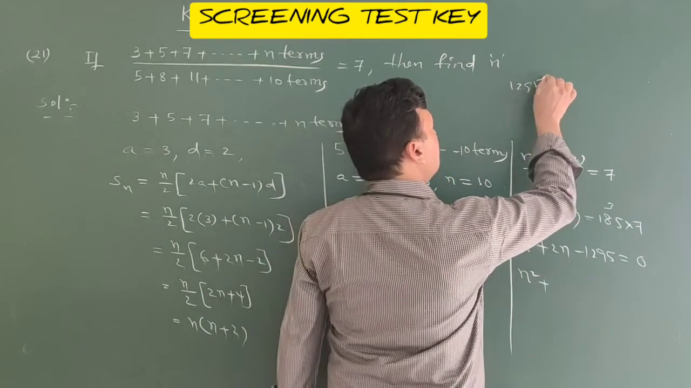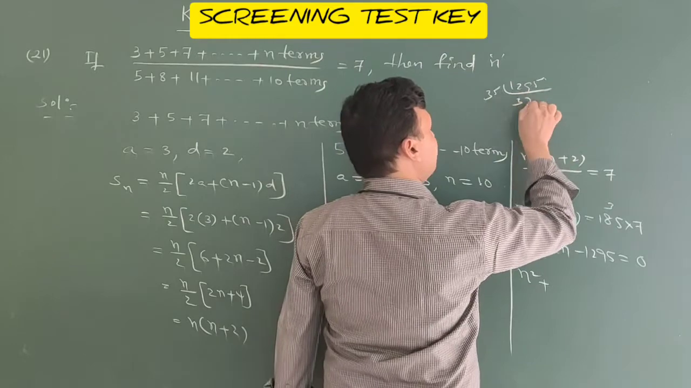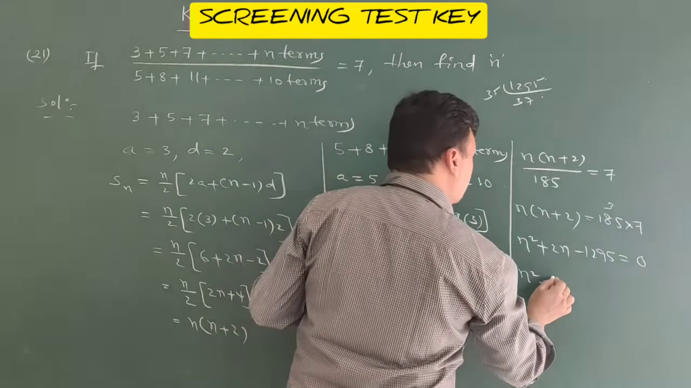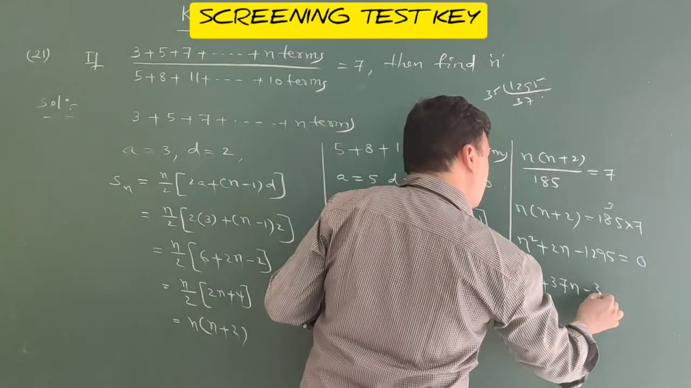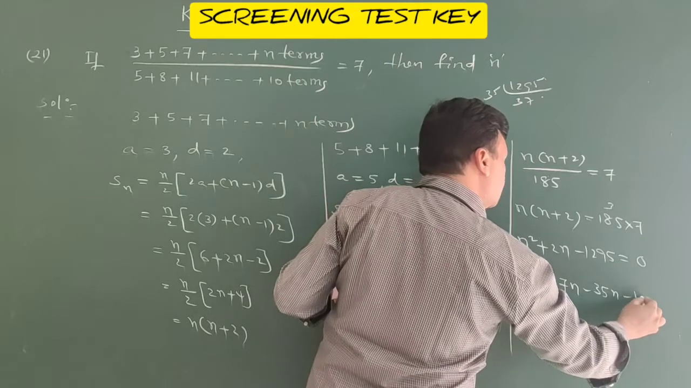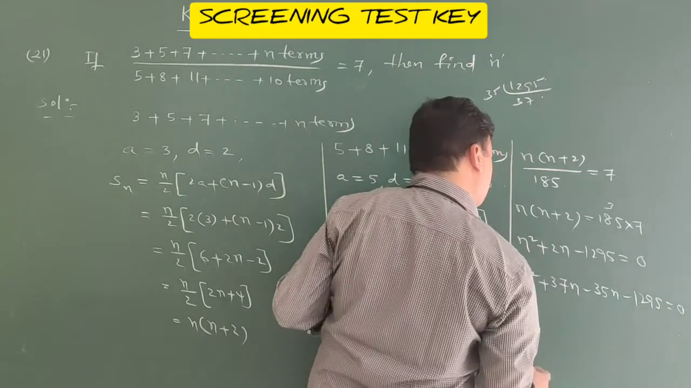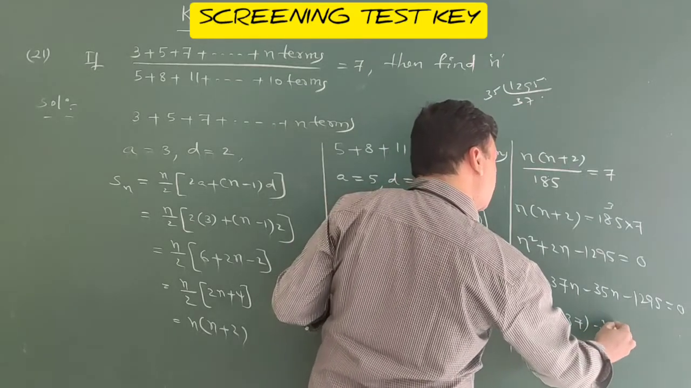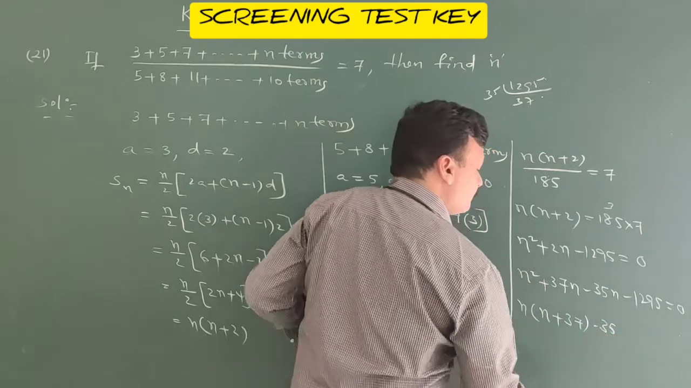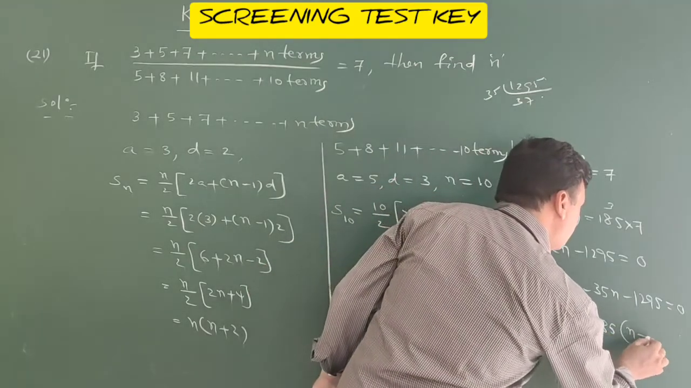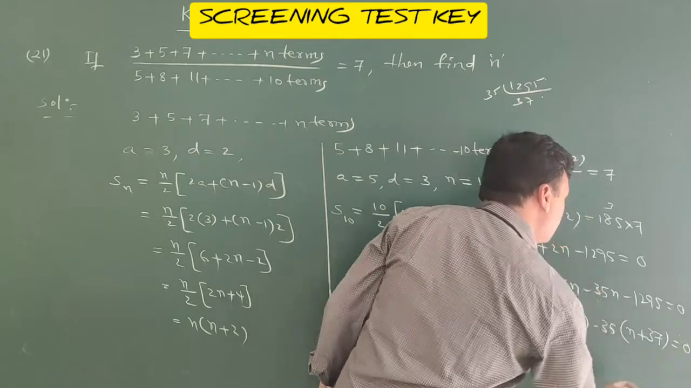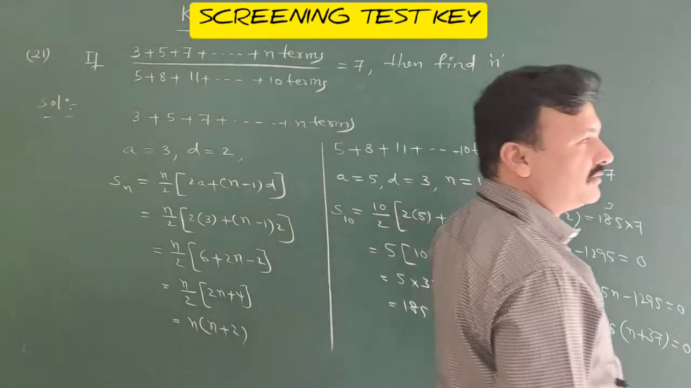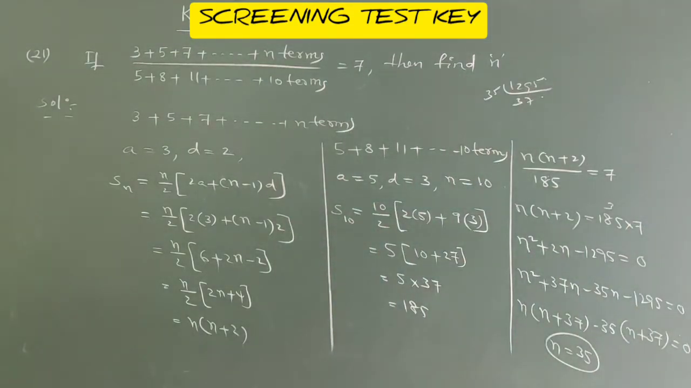The factors of 1295 are 35 and 37. If you subtract 35 from 37, you will get 2 only. That's why plus 37n minus 35n minus 1295 equal to 0. Here if you take n common, n plus 37, if you take minus 35, here also n plus 37. So n equal to 35 is the required answer. N equal to 35 is the required answer.